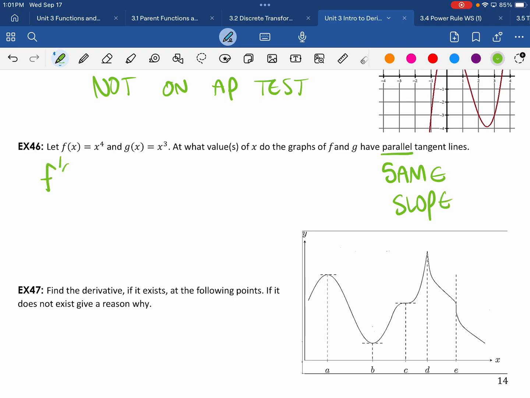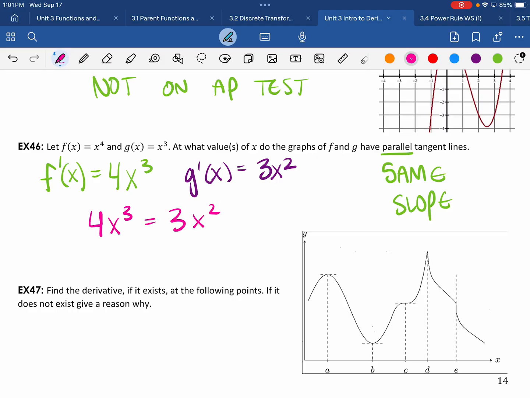So what's the derivative? What would f prime be? 4x cubed. And what would g prime be? 3x squared. And what do you think I'm going to do with these two derivatives? Yes, set them equal to each other, because when the slopes are the same, the derivatives will be the same because the derivative tells you slope.